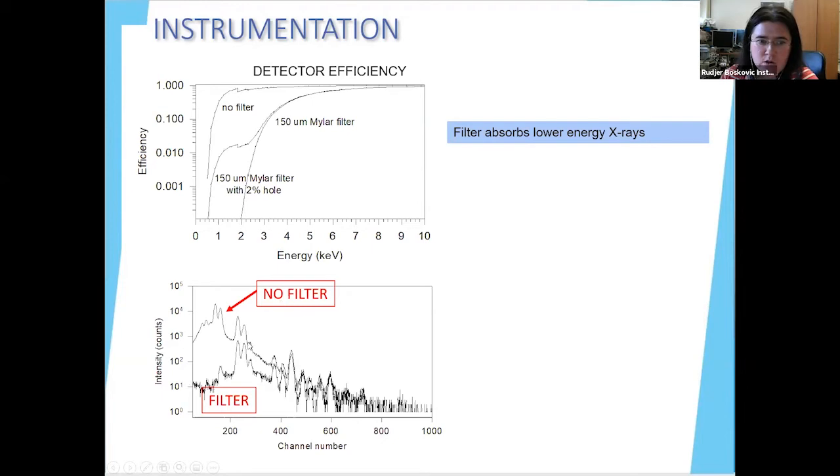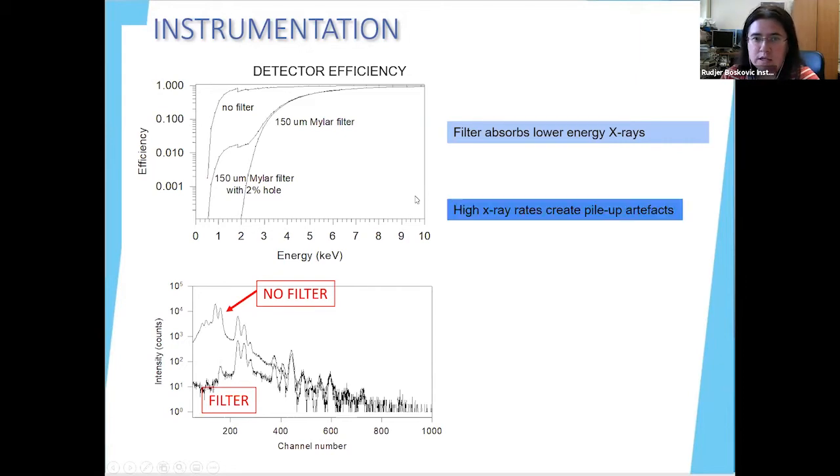Here is also how it looks in your spectra. This is your spectrum obtained with no filter in front of the detector. You can see also lower Z elements, or lower energies of X-rays. But if you put in the filter, the high energy X-rays will pass and not be absorbed in your filter, but the lower energies will be filtered.